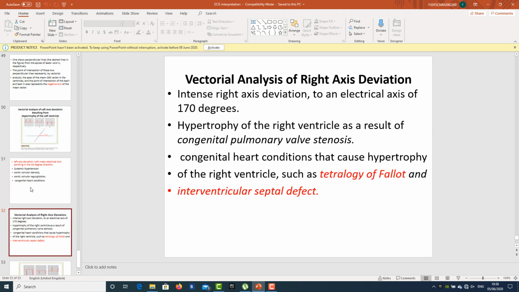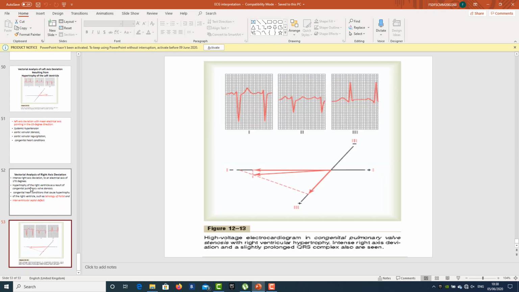Then we have conditions in which the vectorial analysis shows right axis deviation, intense right axis deviation to an electrical axis of 170 degrees, with hypertrophy of the right ventricle as a result of congenital pulmonary valve stenosis, and congenital heart conditions that cause hypertrophy of the right ventricle like tetralogy of Fallot and interventricular septal defect. See?